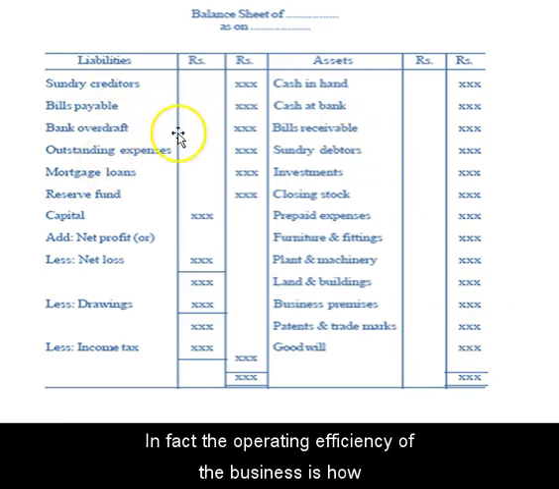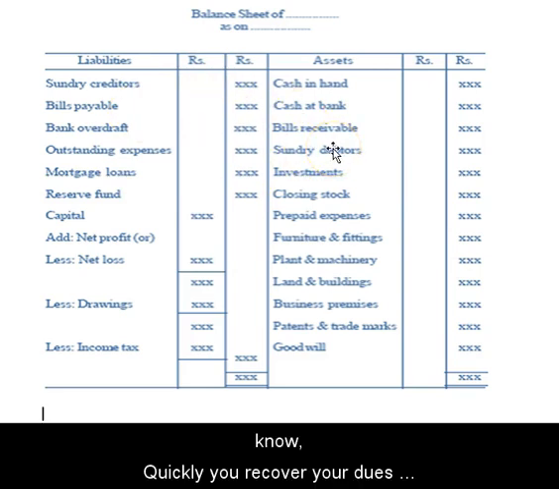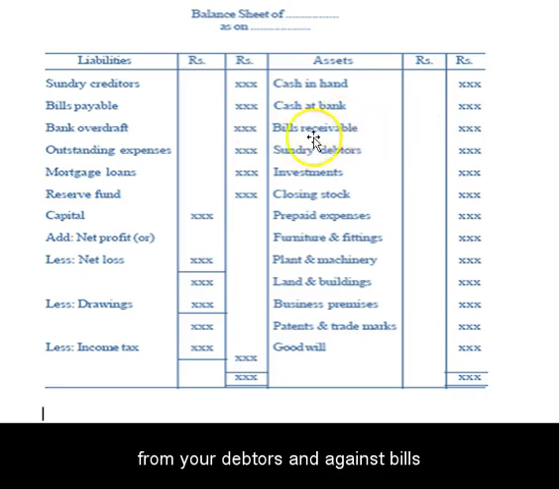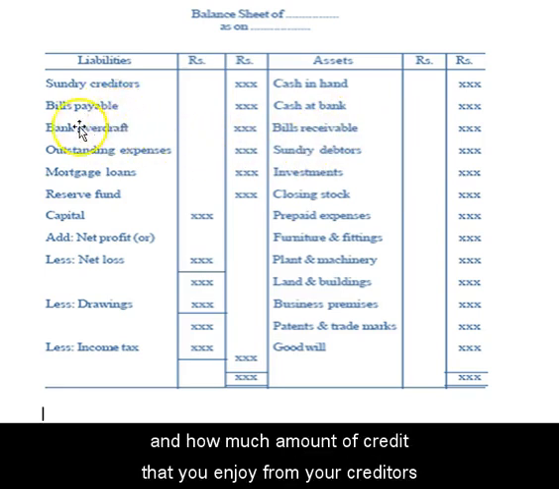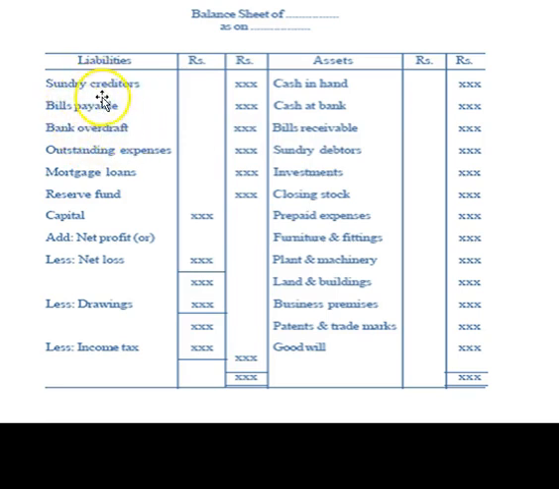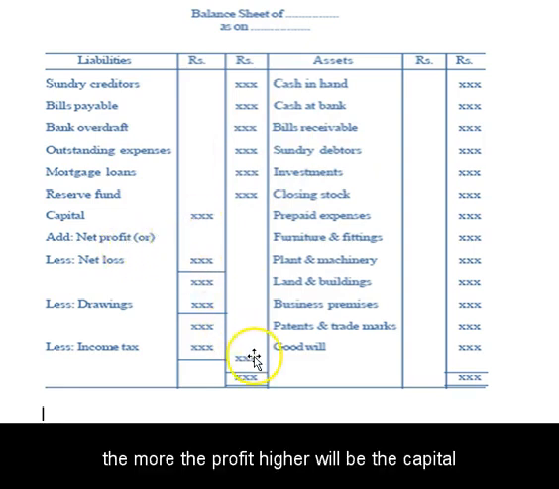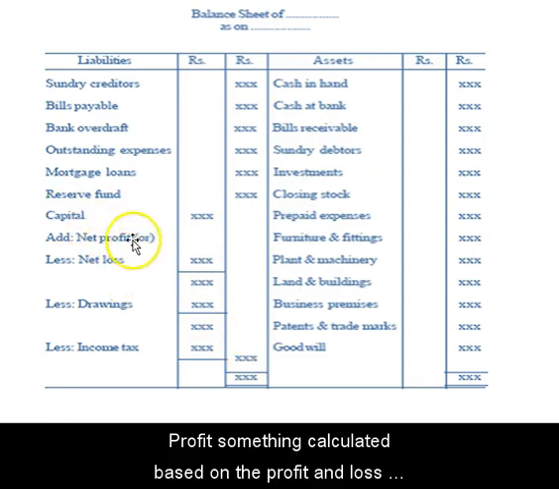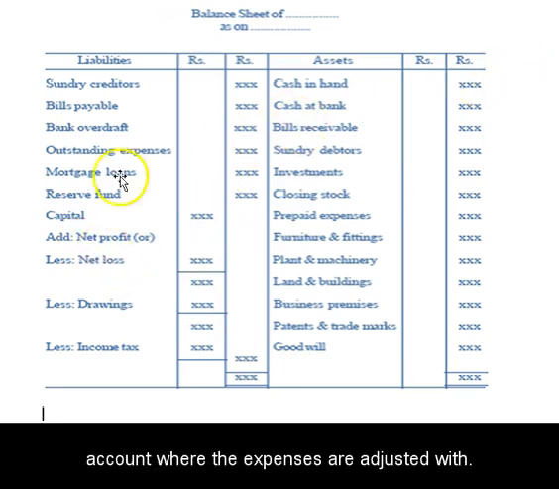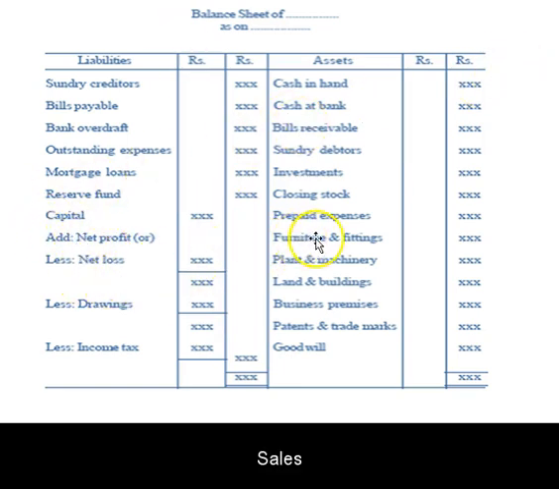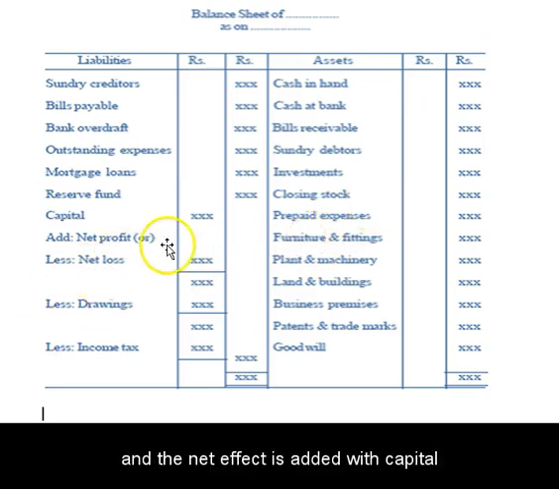So in fact, the operating efficiency of a business is how quickly you recover your dues from your debtors and against bills, and how much credit you enjoy from your creditors, payables, and outstandings. That will reflect on your profit. The more the profit, the higher will be the capital. So the profit is calculated based on the profit and loss account, where the expenses are adjusted against the revenue and the net effect is added to capital. These are the contents of the balance sheet.